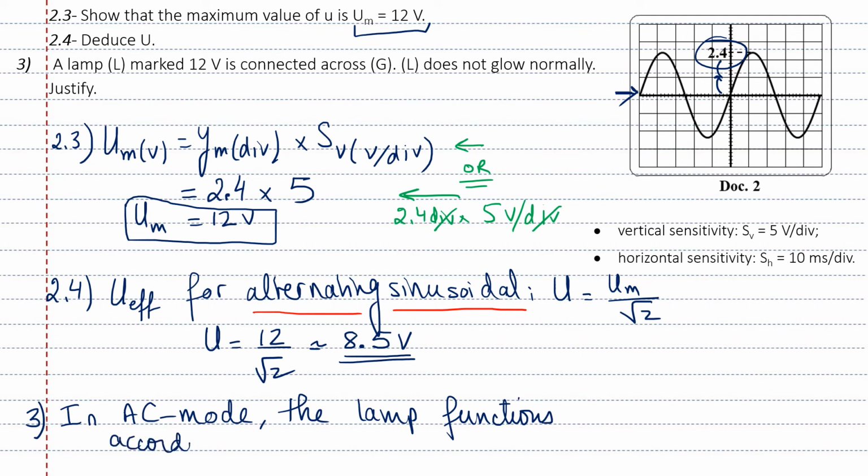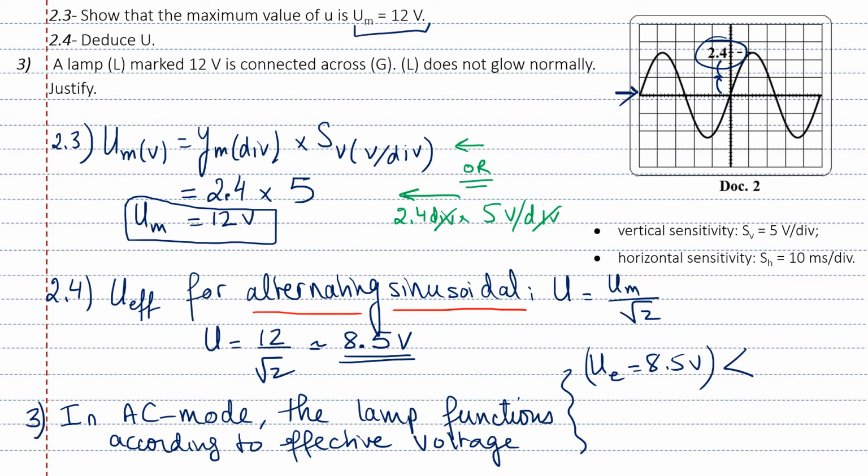According to effective value, to effective voltage, in fact. Let's specify it. And here, U effective equals 8.5 volts is less than U rated, the rated voltage of the lamp. Therefore, the lamp shines or glows dimly or with dim light.